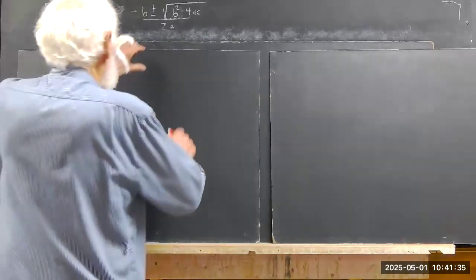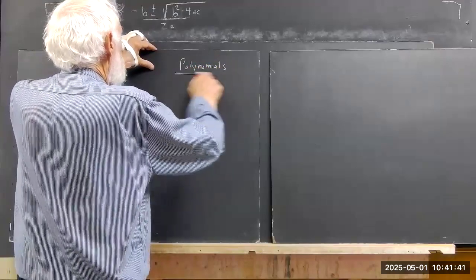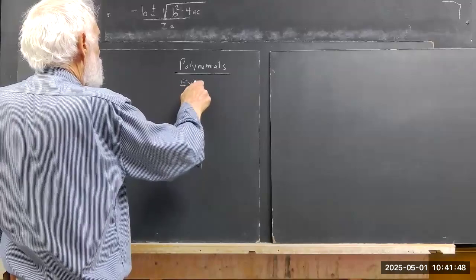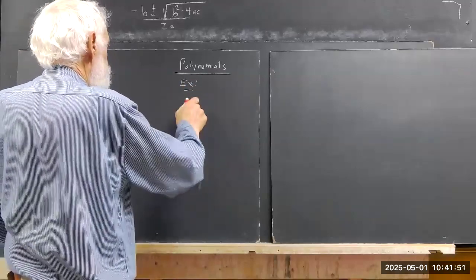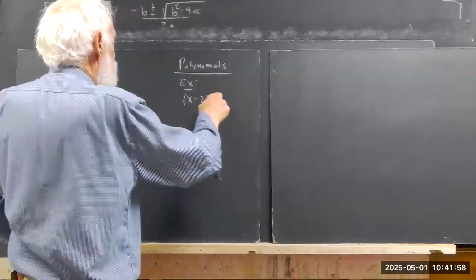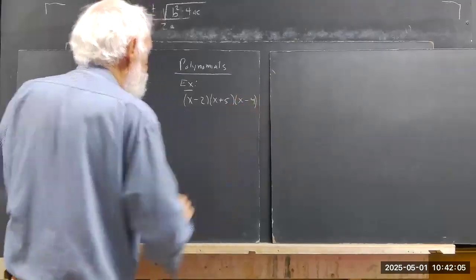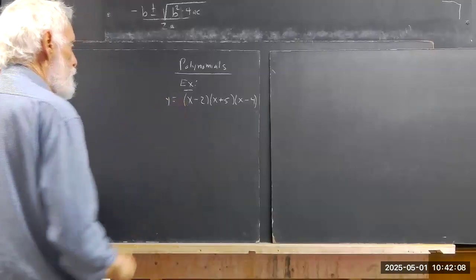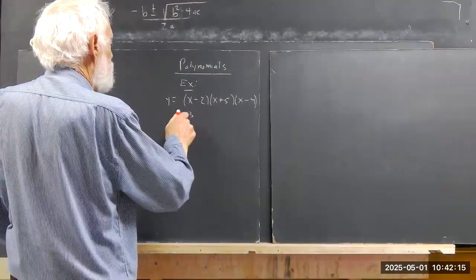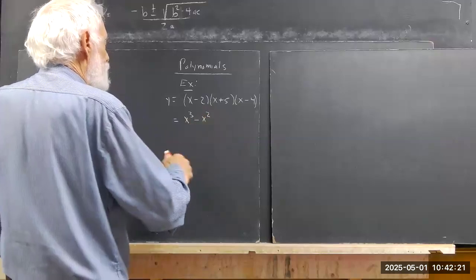Okay. I want to talk about polynomials. Example. y equals this, and that of course equals, I think, x cubed, then it's -2 minus 4 plus 5. So I think it's minus x squared. I might be doing this wrong.